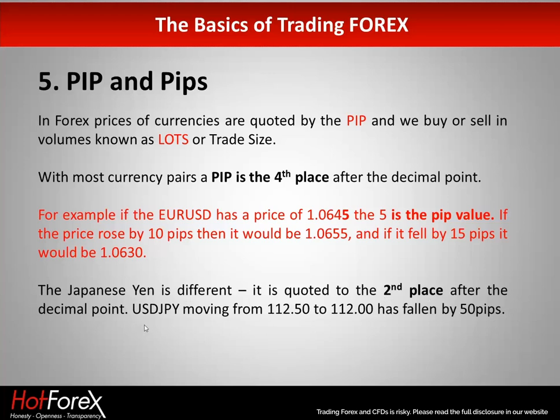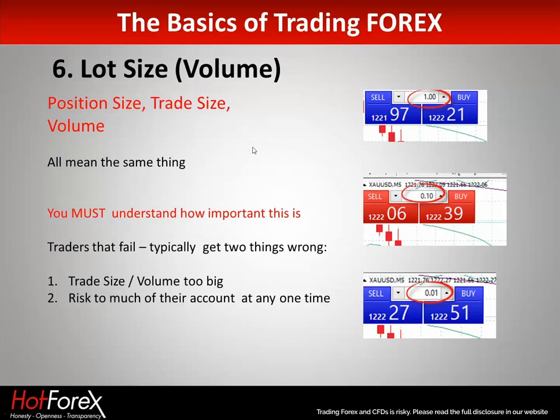So in our example before, where the USD JPY moved from 112.50 to 112.00, the rate had moved by 50 pips. So the Japanese yen is always quoted to the second place after the decimal point, and most of the other major currencies are quoted to the fourth place after the decimal point. That's the pip value.